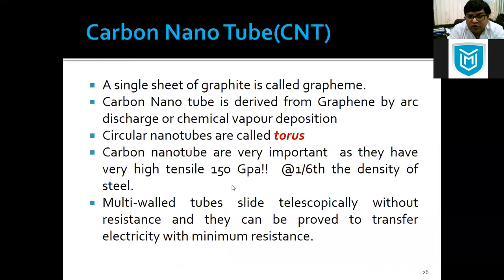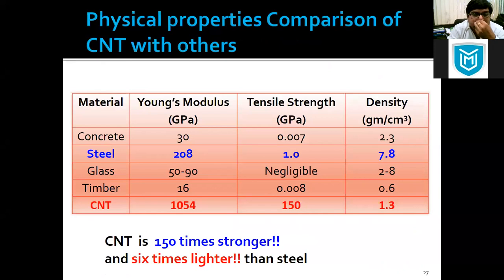And if I compare the carbon nanotube tensile strength here, for concrete you can see Young modulus 30 gigapascal, tensile strength 0.007, density only 2.3 gm per cc, whereas for steel you get Young modulus 208 gigapascal, tensile strength 1 and density 7.8 gm per cc. But for carbon nanotube, you see Young modulus is almost 1054, and its tensile strength is 150 times more, and at the same time density is 1.3 only.